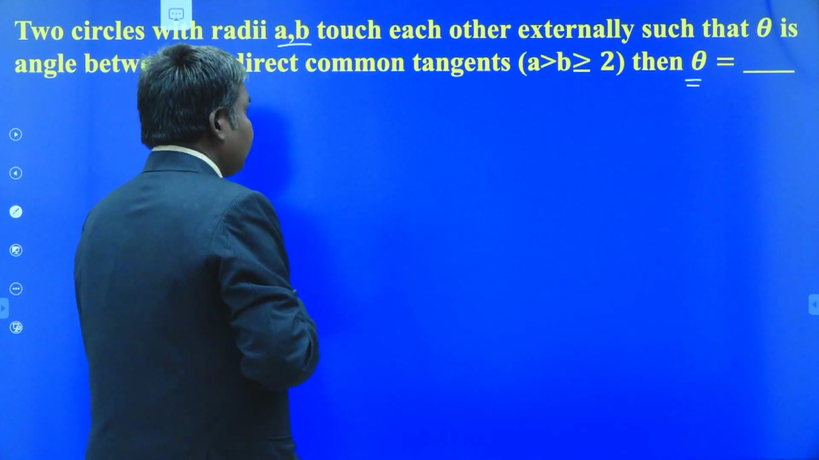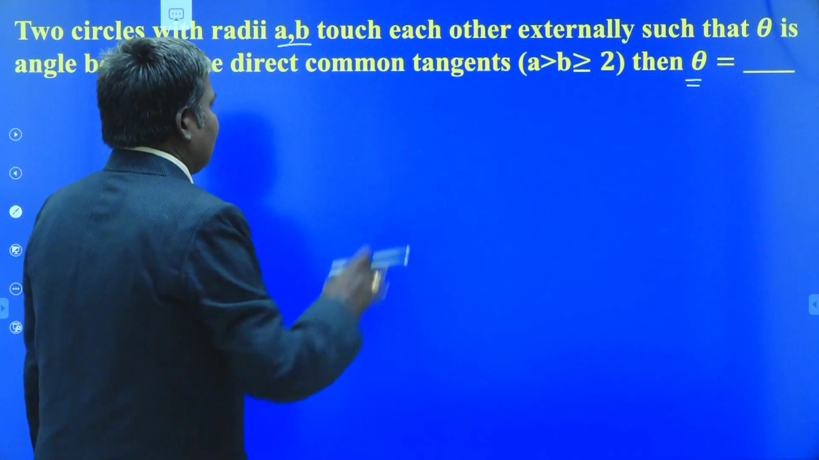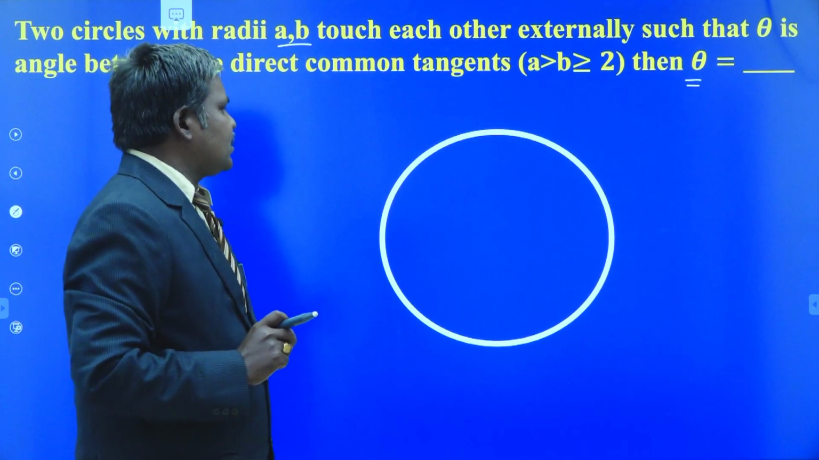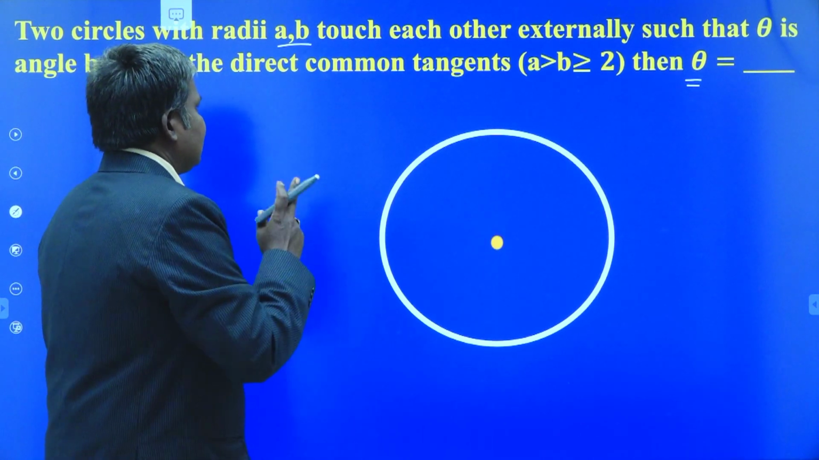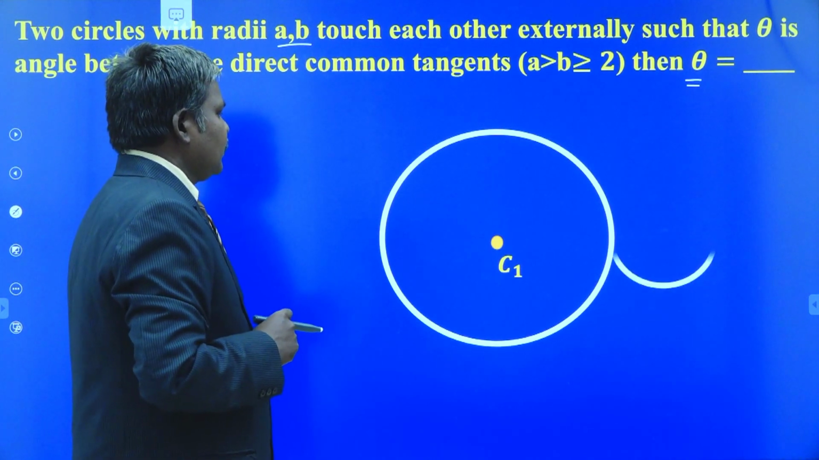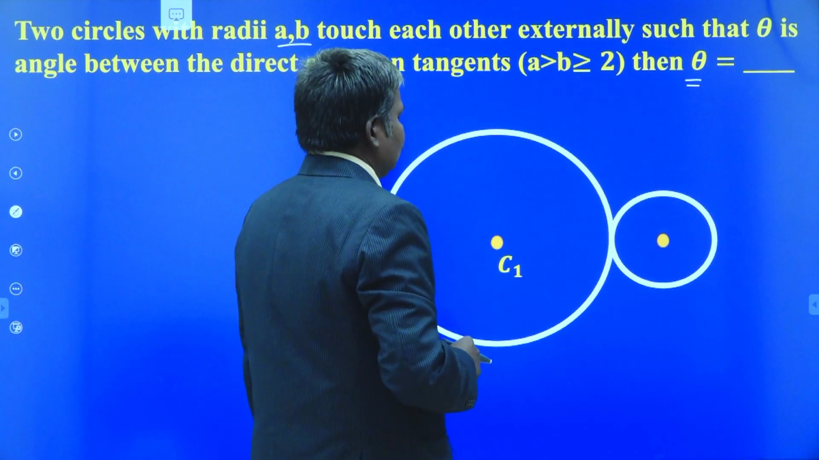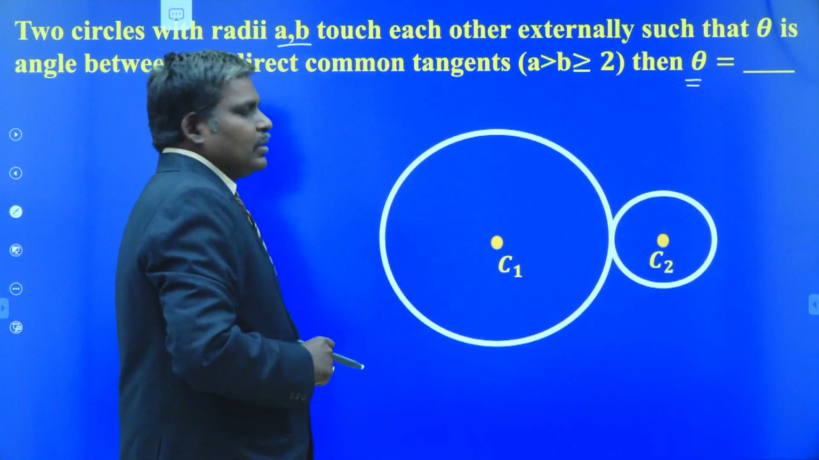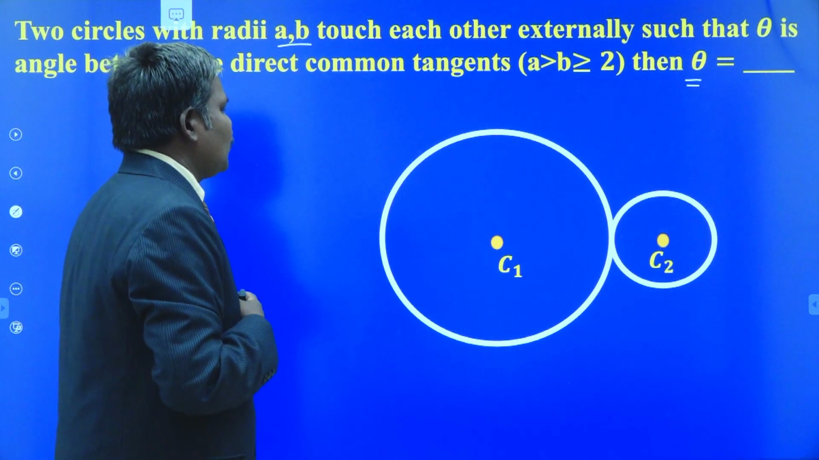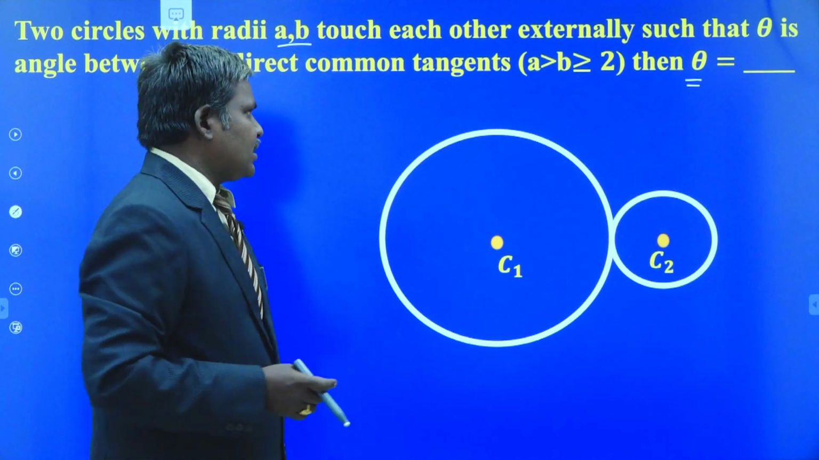Okay. So let us see the corresponding diagram here. This is the circle of radius a units. Its center is C1. This is the other circle, which is centered at C2. The radius of the first circle is a units and the radius of the second circle is b units. A is greater than b, which is also greater than or equal to 2.